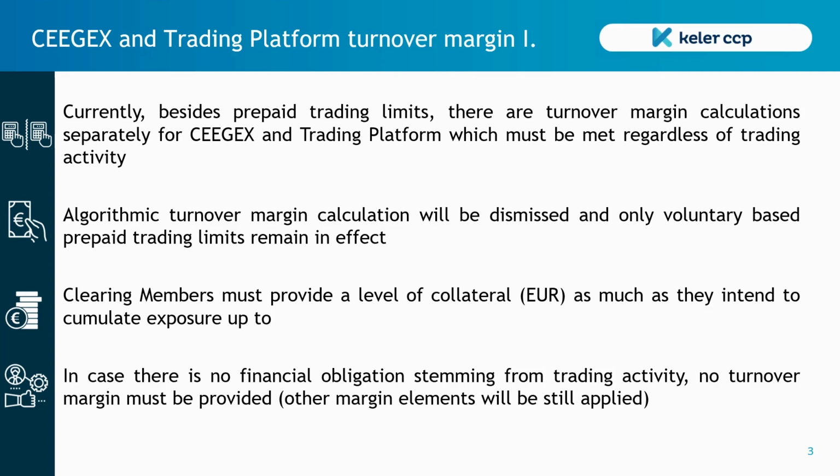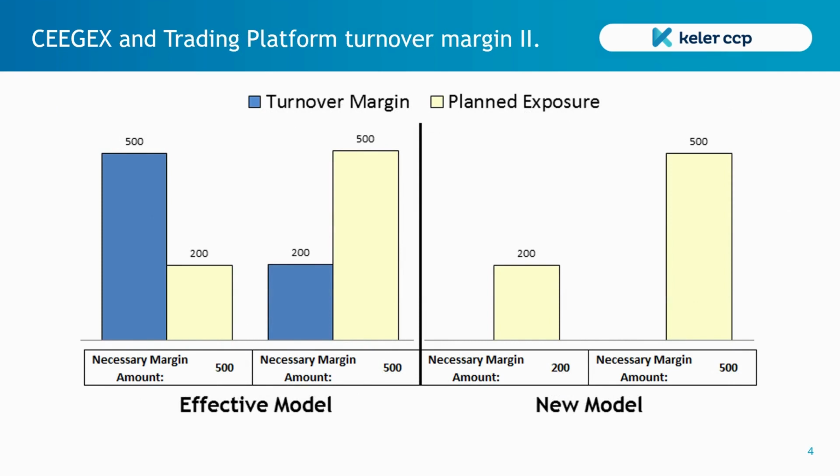We prepared a short example, a graph, to illustrate better the result of this turnover margin dismissal. On the left side, you may see the effective model, where the blue column means the calculated turnover margin with the algorithm, and with the yellow column, you may see the planned exposure, and that has to be covered with collateral. In the blue column, you may see in the example that KELER CCP calculated the turnover margin with a value of 500, but the planned exposure of the member is only 200.